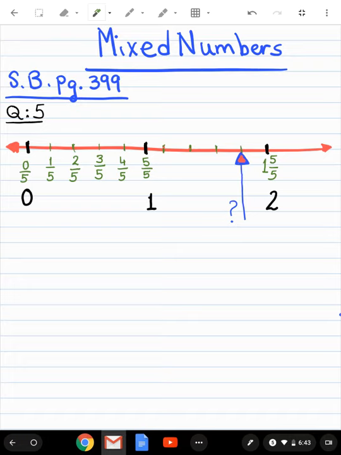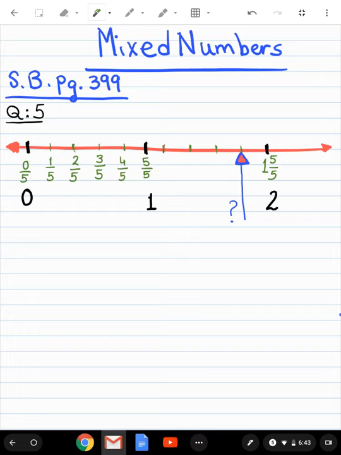We will represent the mixed numbers on a number line, not by drawing as we did before. This is on page 399 in your student book. Let us see question number 5. Here we have a number line from 0, 1, 2 and so on. The distance from 0 to 1, we cut into 5 equal parts.